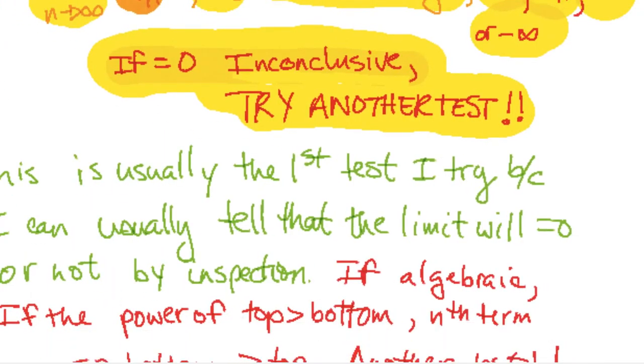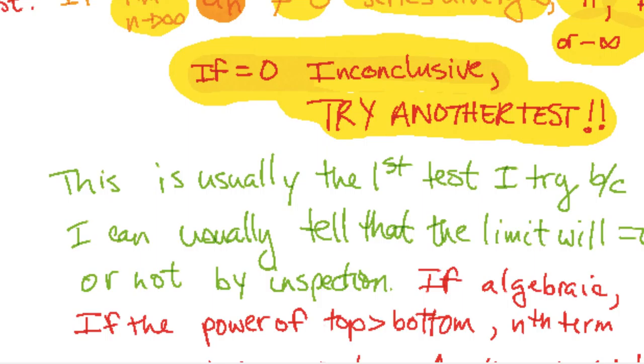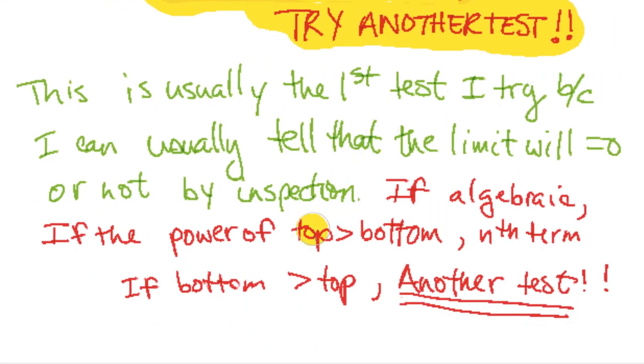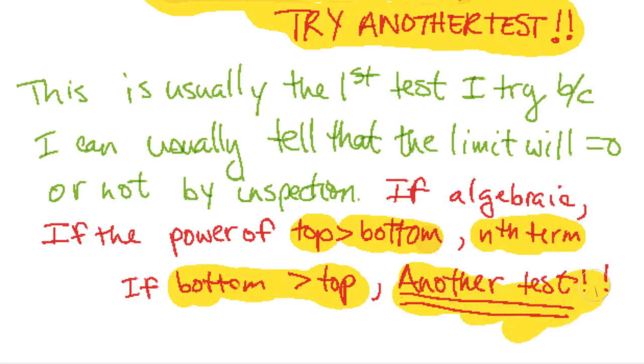Okay? This is usually the first test I try because I can look at an algebraic expression and if the top exponent is greater than the bottom, usually I'll get an infinite answer, and that's the nth term test, and it'll diverge. But if the bottom exponent is greater than the top, then you have to use another test. Why? Because the answer to that limit will be 0. So let me show you what I mean, basically.